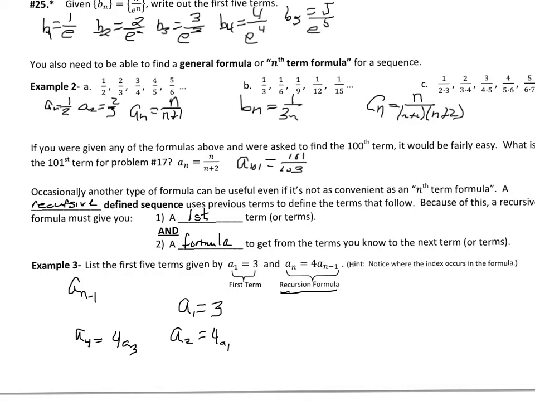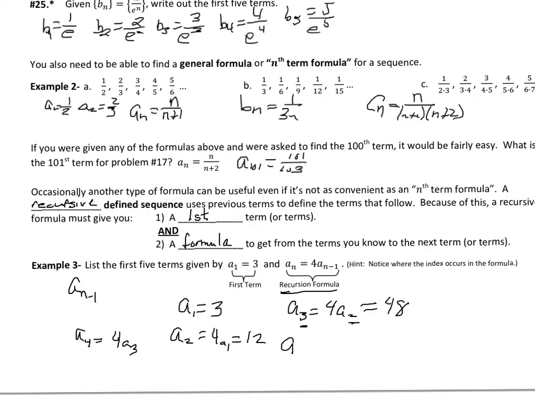Yeah, or 4 times 3, which is 12. Okay, the third term is 4 times the second term. See where we get n right here and n minus 1 right there? So what's the second term? 12, so the third term is 48.